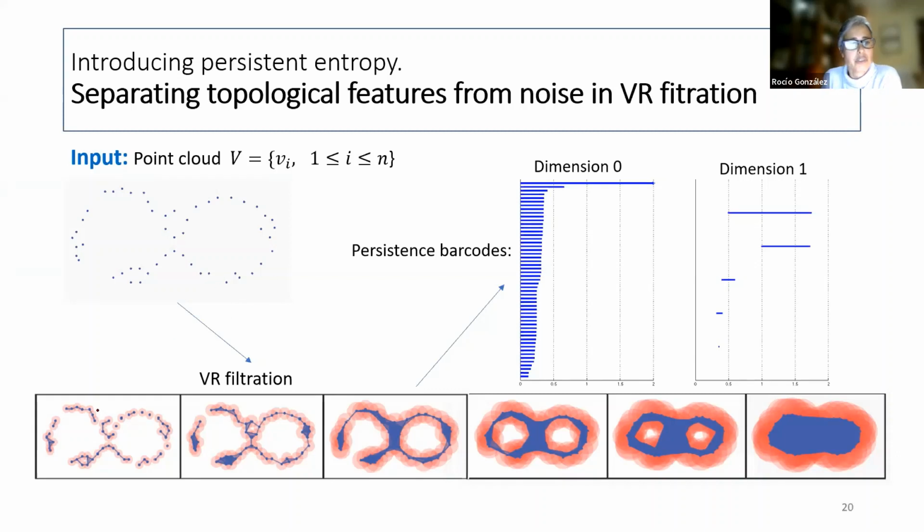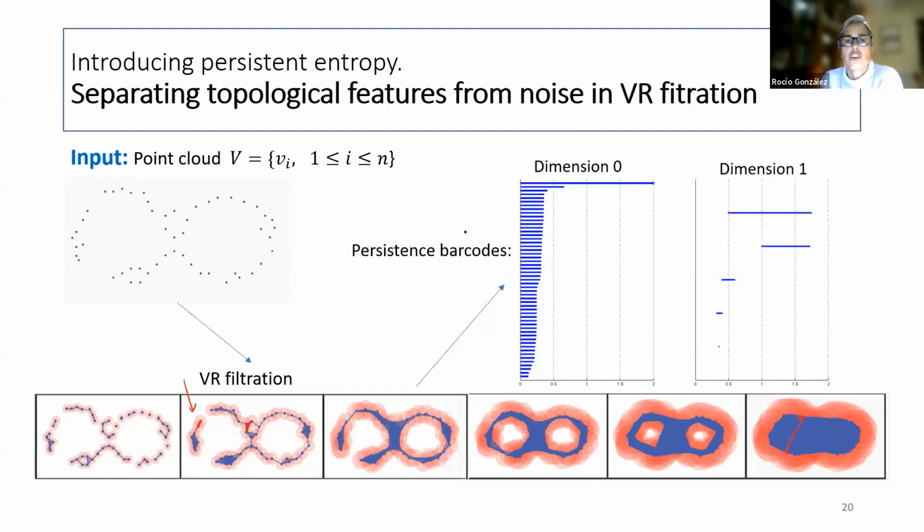Remember that for computing the Vietoris-Rips filtration, we put a ball centered at each point in the point cloud, and then we enlarge the diameter of the balls. When two of these balls touch, we add an edge. If three balls touch, then we add a triangle and so on. So the balls get bigger and bigger until all the points are connected and we have only one connected component.